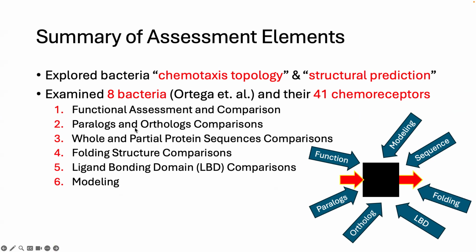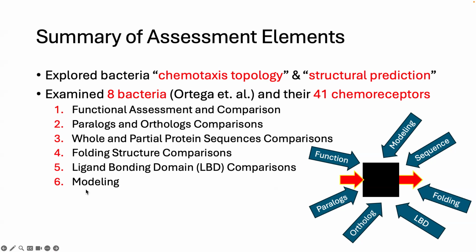They're paralogs and orthologs, and I'll explain those terms in just a minute, but for now, just say that's another form of comparison. I also did whole and partial protein sequence comparisons, looked at the folding structure, looked at where the chemoreceptors bond, and that part of these chemoreceptors is called the ligand bonding domain.